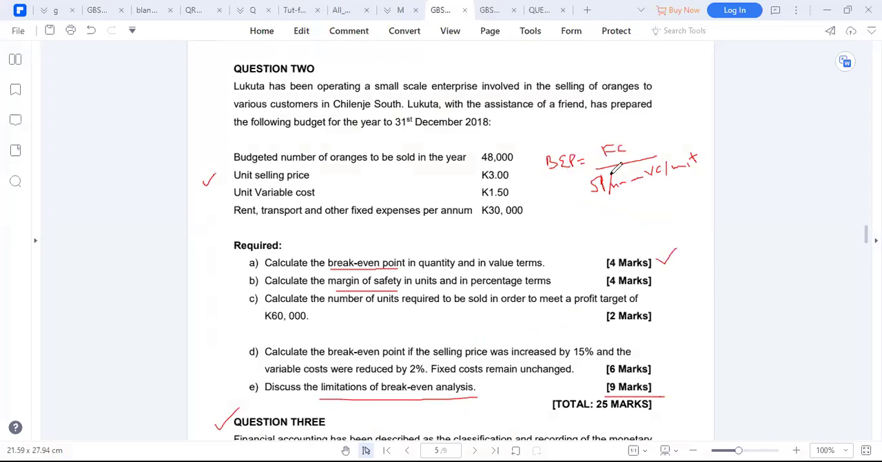So break-even is fixed cost over selling price per unit minus variable cost per unit. So fixed costs have been identified. Are we together? Margin of safety. How do we compute the margin of safety?